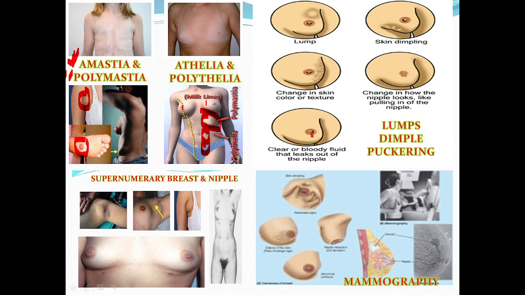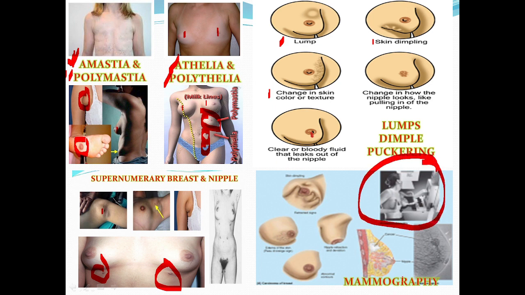Athelia means what? Nipple. The mammary gland is there, but the nipple is absent, so athelia. The mammary gland is there, and many nipples are there, so polythelia. Try to observe here, supernumerary, multiple ones even at the sole gland below, again located over here. So all these you could find out. Try to identify a lump, skin dimpling, color changes, and all these analyses will be done by mammography, to be remembered.